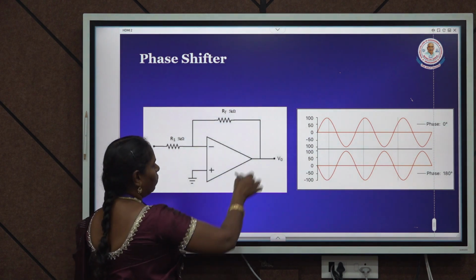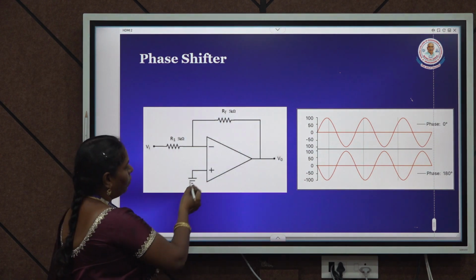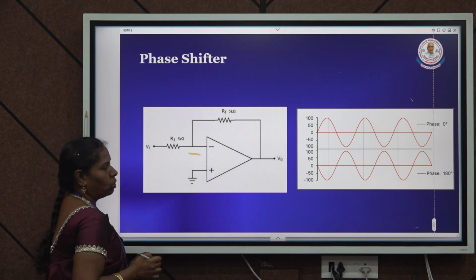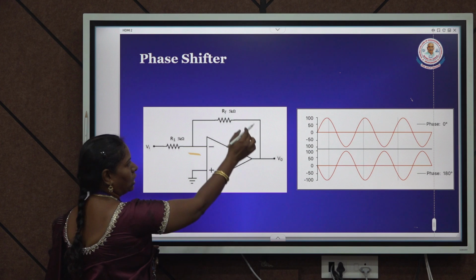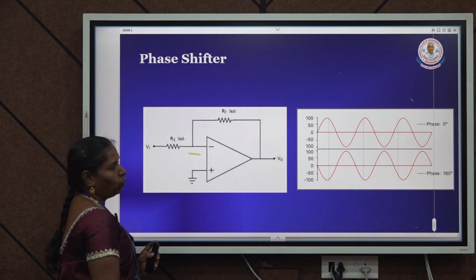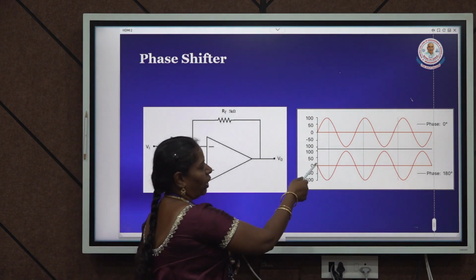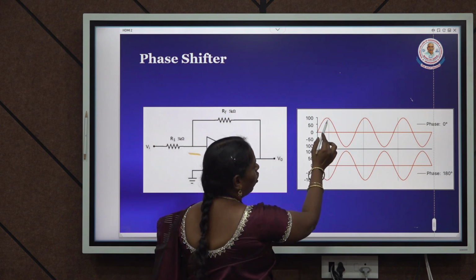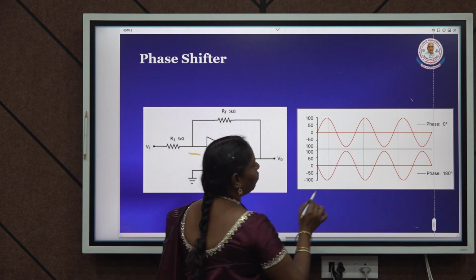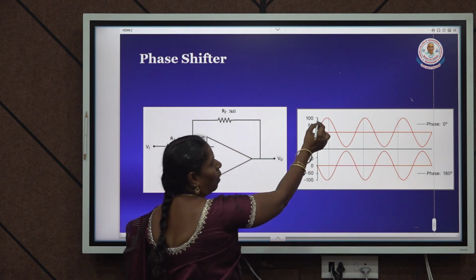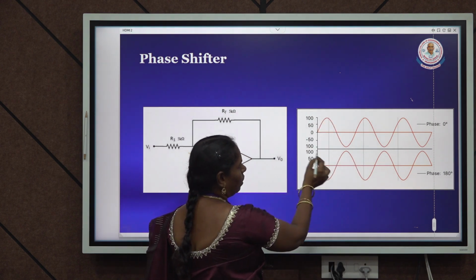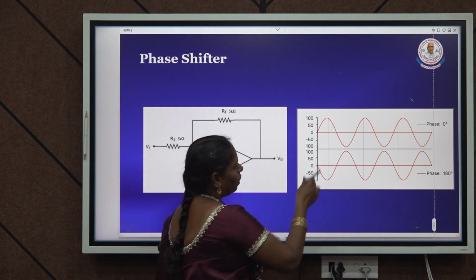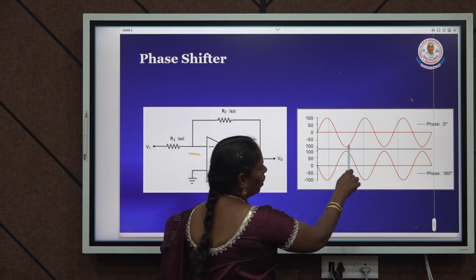So, this is the inverting amplifier. We give the input to the negative terminal, the positive terminal is grounded, and part of the output is taken and fed to the negative input terminal. This is the input and output waveform. Here I am giving an AC sinusoidal input of magnitude plus 100 for the positive half cycle and minus 100 for the negative half cycle. But in the output there is a phase shift of 180 degrees.